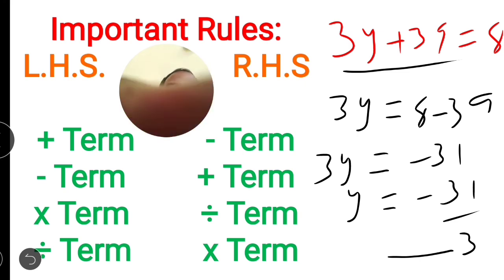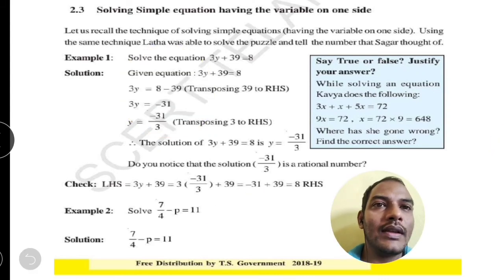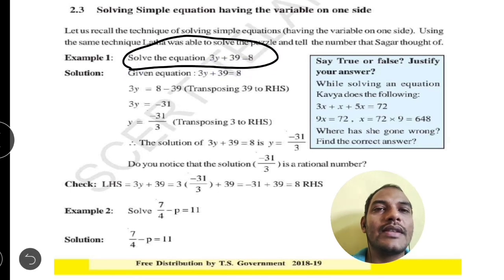Okay. Now go to the second example. Solve 7 by 4 minus p equals 11. I will explain example 2 in the next video. Okay children, now let us do the similar questions to example 1 that are given in the exercise.